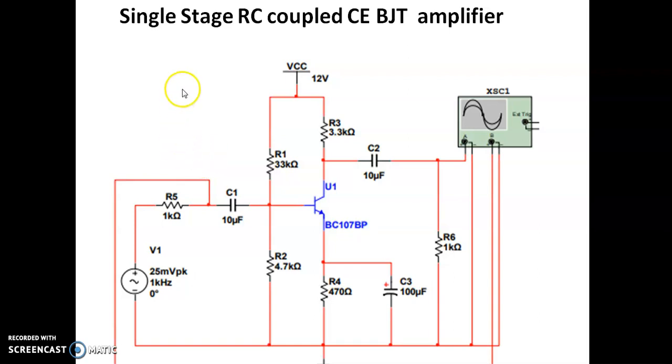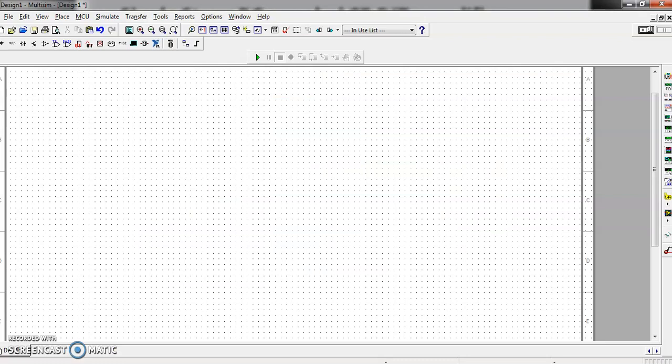So in this video, we are going to simulate a single stage RC coupled common emitter BJT amplifier using Multisim software. The first step, you need to install the Multisim software by National Instruments on your PC. I already installed it on my PC, so I will open that Multisim software. This is the main screen where we have to design our circuit.